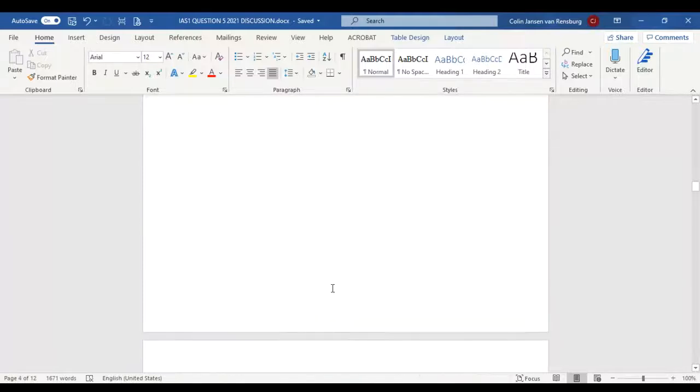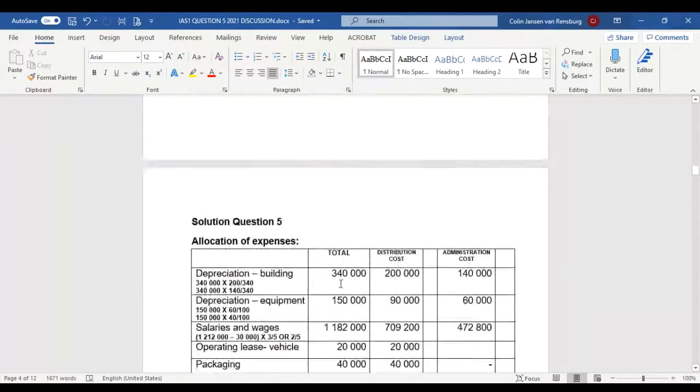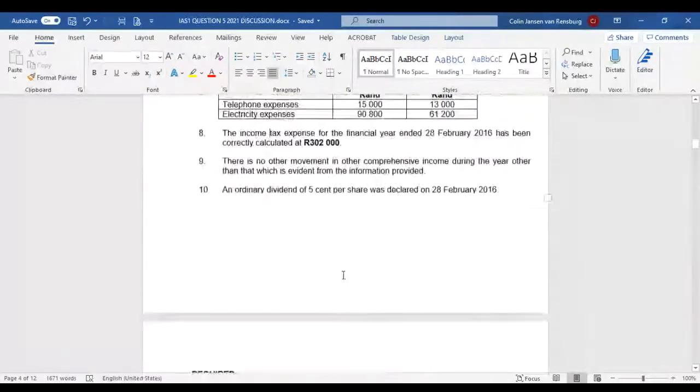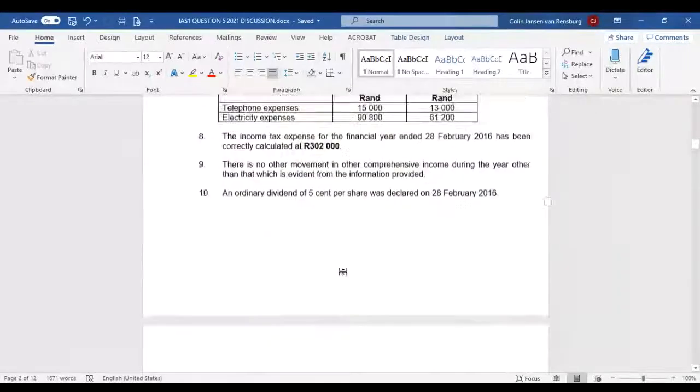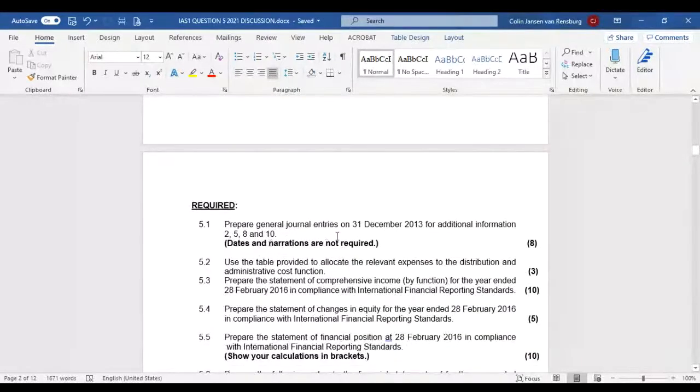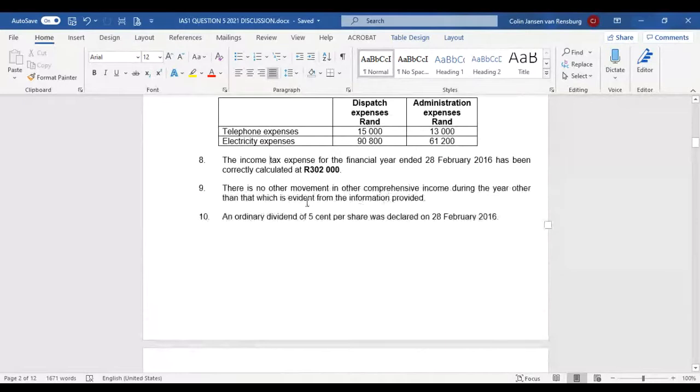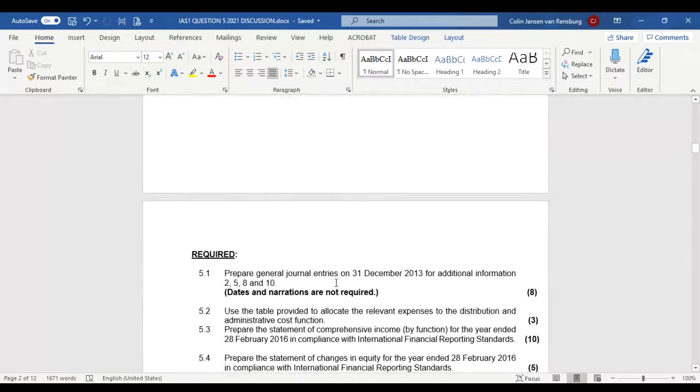Okay, ladies and gentlemen, so far so good. There's one further paragraph that requires a journal entry of us. They give us a hint there, that is paragraph 10. Let's just see about paragraph 9. There we can see it's just information about the other comprehensive income. It doesn't require a journal. So every journal that we have been required to do has actually been mentioned there.